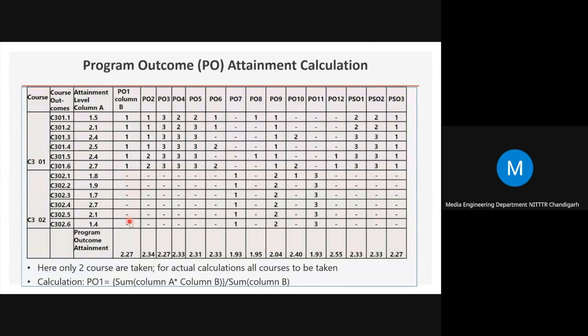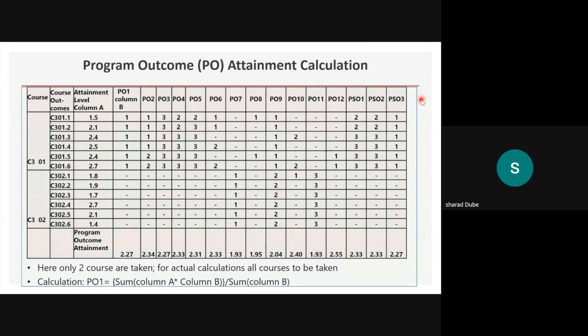Basically, this subject is not contributing to PO1, so this PO1 attainment is only because of the contribution of this subject only, right? Similarly, we'll write all the subjects and multiply column A with column B, take the sum, and divide that sum by the column B sum, so we'll get the PO attainment. So this is how we calculate the PO attainment. This procedure will be repeated for PO2, PO3, and for all POs as well as PSOs, right? Any question, any query related to this?